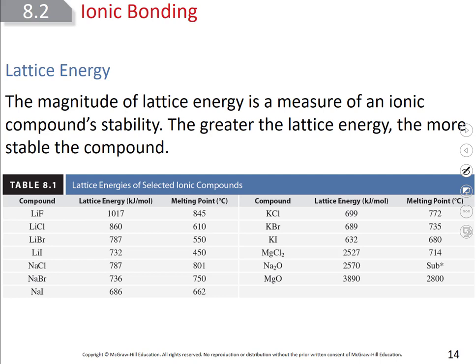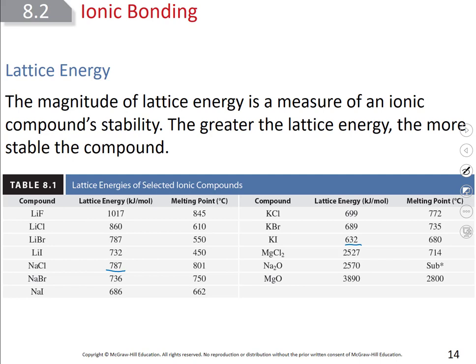So looking at these numbers here, there's our potassium iodide with the 632. We also have sodium chloride with 787. So sodium chloride would be harder or easier to break apart than potassium iodide? Harder, slightly harder. It takes a little bit more energy to take apart.